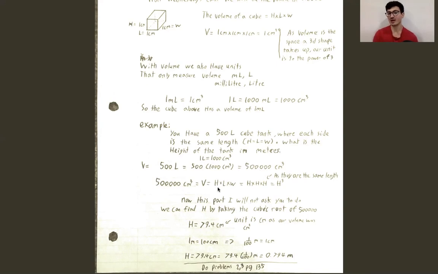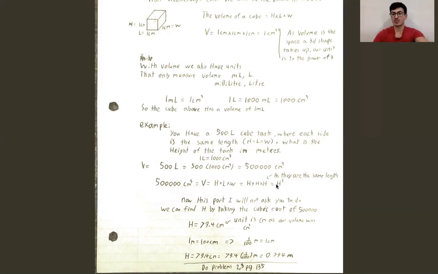So that is going to equal the height times the length times the width. Now, if all sides are the same, I can say that's the height times the height times the height, or the height cubed. To find the height, we have to take the cubic root of our volume. The cubic root comes out to being 79.4 centimeters. By taking that cubic root, you're also taking the cubic root of your centimeters cubed, so that cube goes away, and we're left with just the unit centimeter.